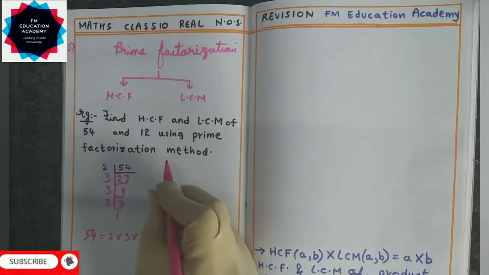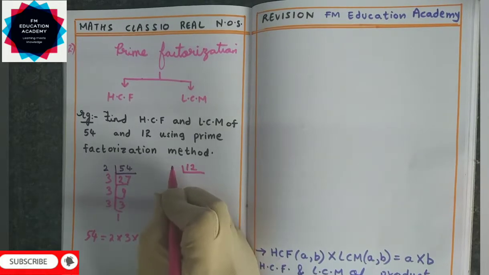Let's find the prime factorization of 12. 12 will go in the 2 table. 2 6s are 12, 2 3s are 6, 3 1s are 3.